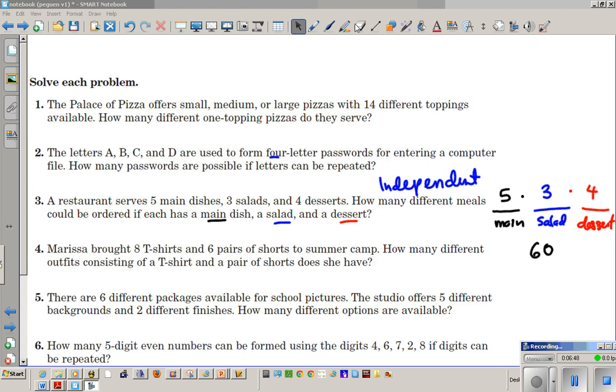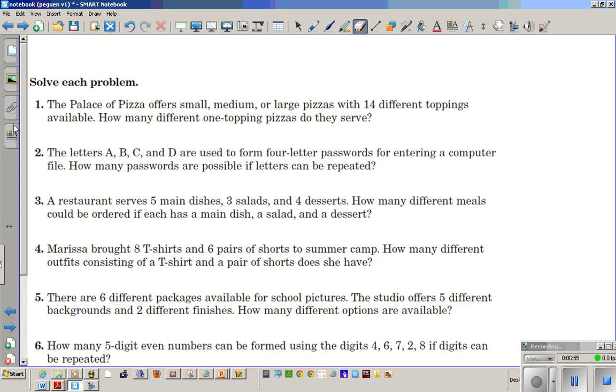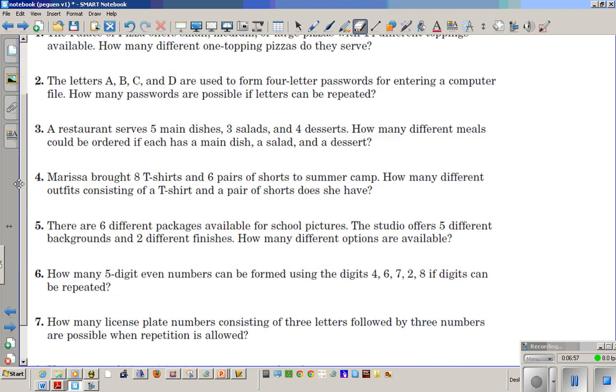This has to do with Marisa's wardrobe. So, let's read that carefully. It says, Marisa brought 8 t-shirts and 6 pairs of shorts to summer camp. How many different outfits consisting of a t-shirt and a pair of shorts does she have? Is this dependent or independent? The shirts and the shorts are 2 different dressing categories. These are tops, these are bottoms. So this is independent.